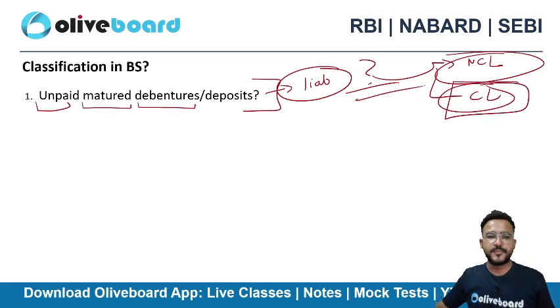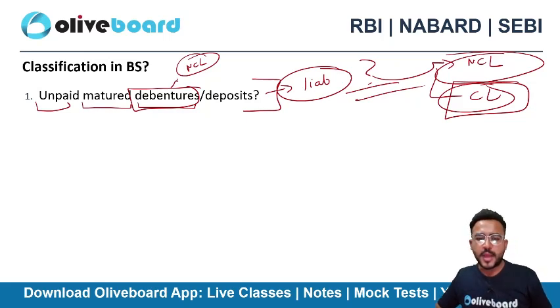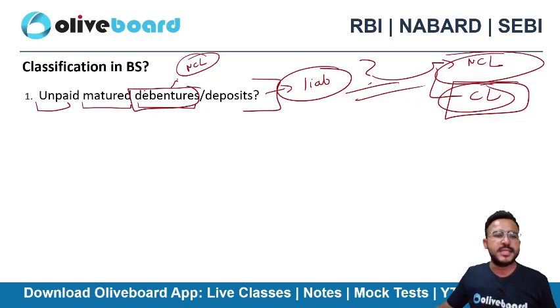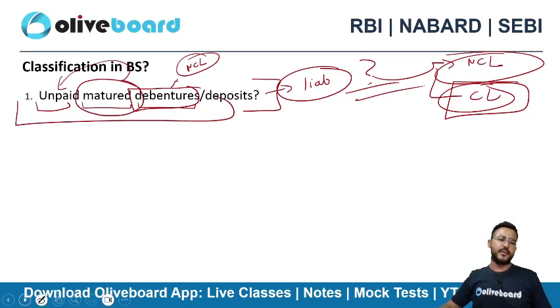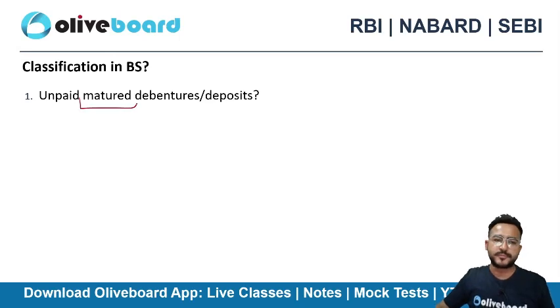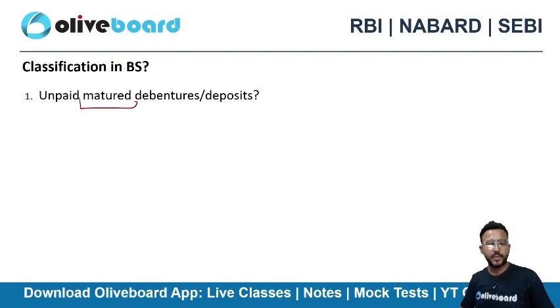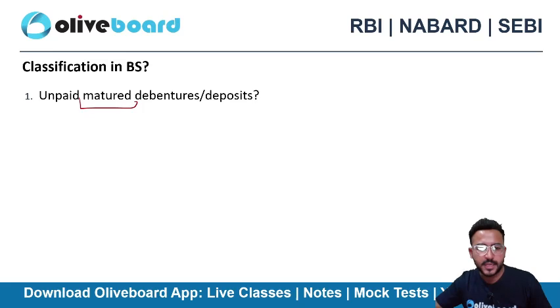Most of the students think that they are debentures, so they will be a non-current liability. That's true. Debentures and deposits that you have taken are a long-term liability. But these debentures are now matured. That means you need to repay them, right? And as they are matured, they are no more a long-term liability or a non-current liability. These are the obligations that you need to settle immediately. That was the question.